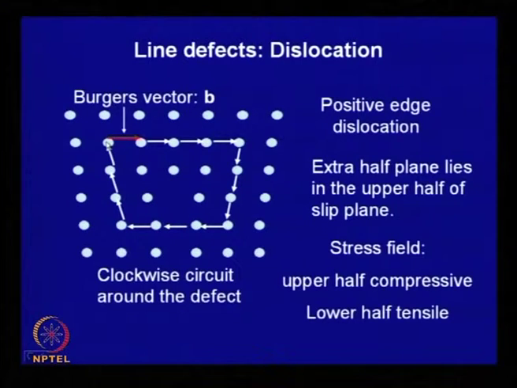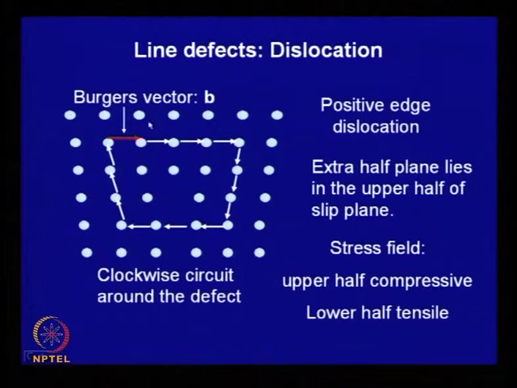Now, this type of arrangement, here this Burgers vector is pointing in this direction, let us say the positive direction of the x axis. So, this is called a positive edge dislocation. The Burgers vector is positive. This type of dislocation, an edge dislocation, is where in the crystal you have an extra half plane, and this extra half plane lies on the upper half of the slip plane.